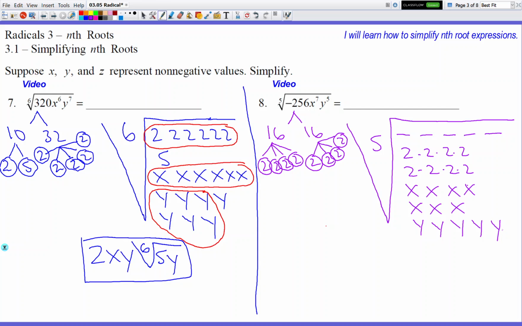Okay, so let's get my red pen out and let's circle things that match. So I got 5 negative signs, so I circle that. I got 5 2's. Well, I got more than 5 2's, but I'm going to only circle 5 of them. I'm going to leave 3 out. And I'm going to circle 5 x's.